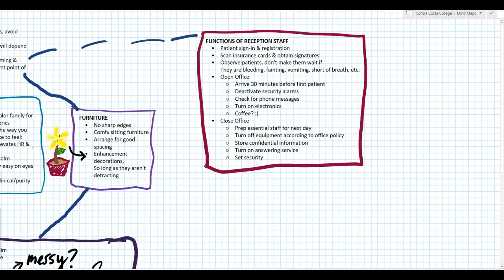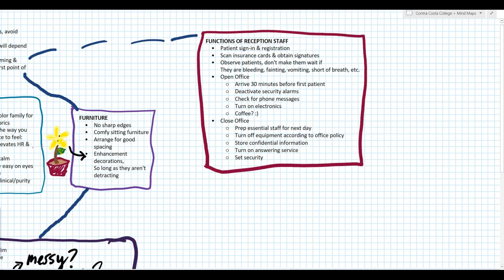And then there are a couple of opening and closing the office tasks that we need to be aware of. So upon opening the office, you want to arrive 30 minutes before the first patient, deactivate the security alarms, check the phone for messages, boot up any computers or printers or any other electronics, and then coffee. Coffee's always good first thing in the morning if that's your thing. You can sometimes put coffee on. Sometimes that's an actual part of the morning routine, turning on the coffee pot.